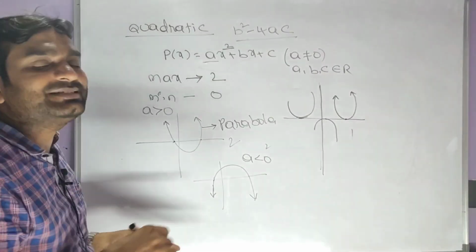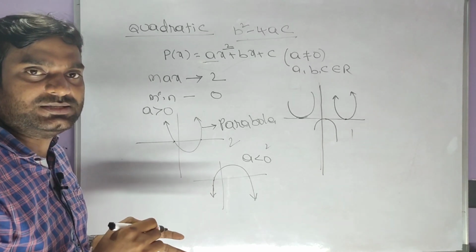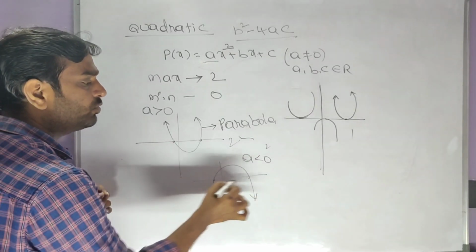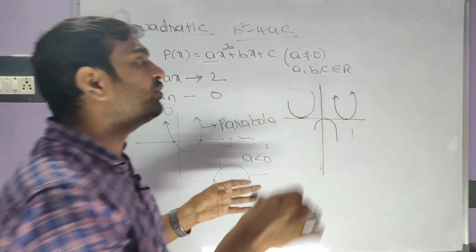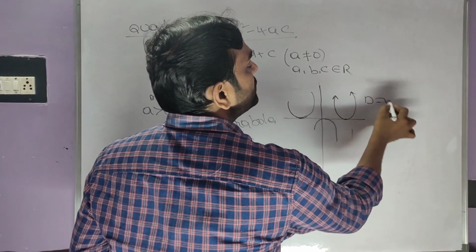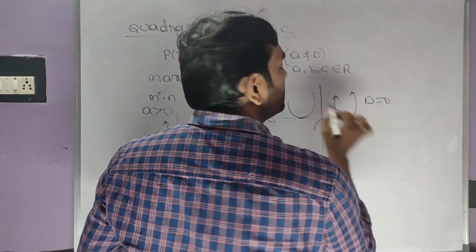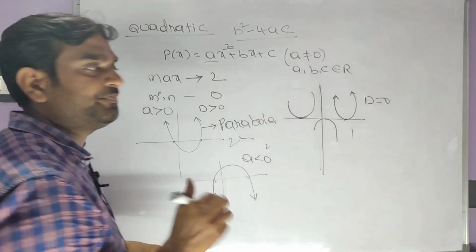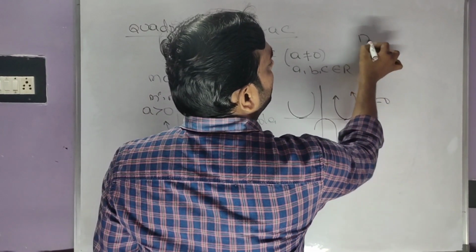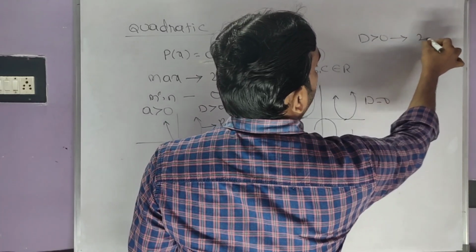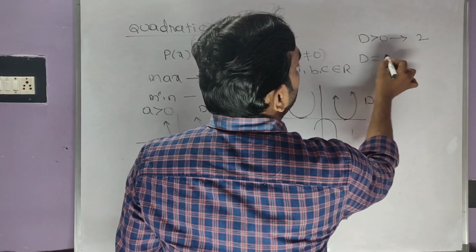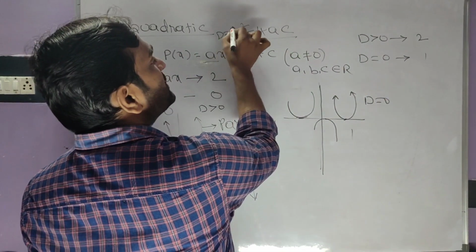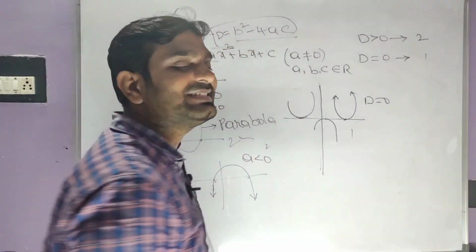If the discriminant is greater than 0, then the roots are distinct and real. Distinct means different, so you will get 2 roots. If b² − 4ac is equal to 0, the roots are equal, so you will get 1. So if D is greater than 0, the number of zeros is 2; if D is equal to 0, the number of zeros is 1. What is D? b² − 4ac, which is called the discriminant.